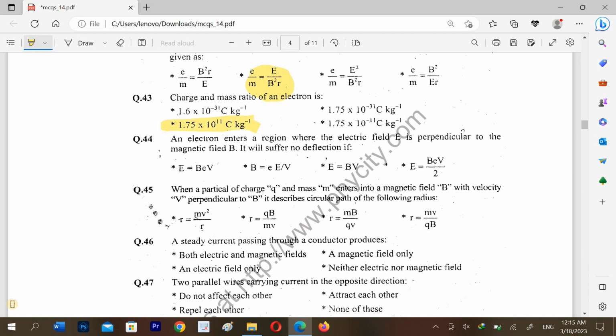An electron enters a region where the electric field E is perpendicular to the magnetic field B. It will suffer no deflection if E is equal to Bv. When a particle of charge q and mass m enters into a magnetic field B with velocity v perpendicular to B, it describes a circular path of the following radius.